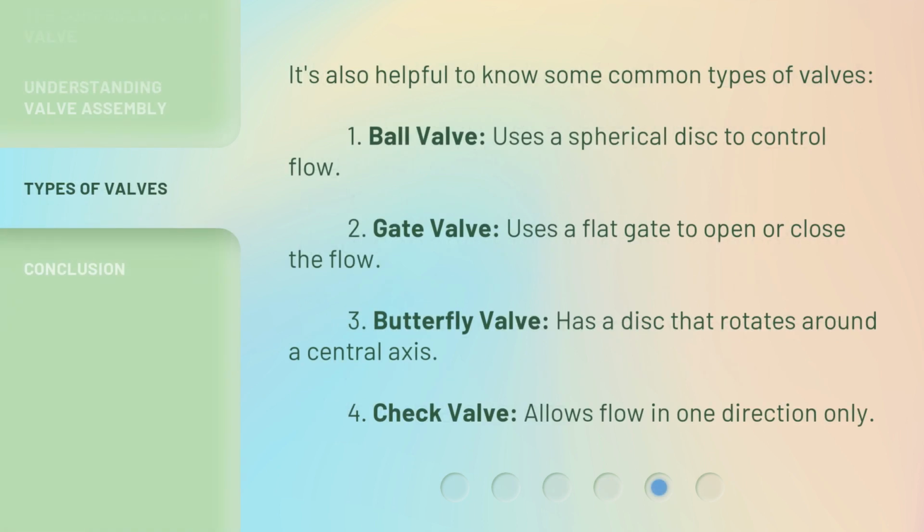It's also helpful to know some common types of valves. 1. Ball valve, uses a spherical disc to control flow. 2. Gate valve, uses a flat gate to open or close the flow. 3. Butterfly valve, has a disc that rotates around a central axis. 4. Check valve, allows flow in one direction only.